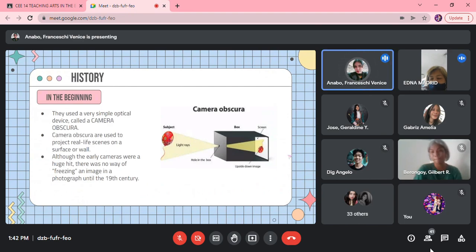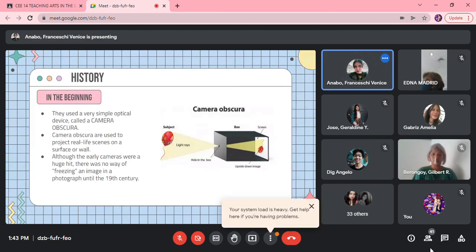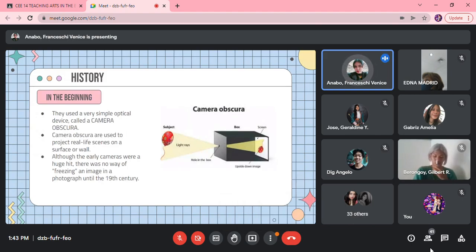So in the beginning, way back to the ancient Greek and Chinese, they used a very simple optical device called a camera obscura. Camera obscura are used to project real-life scenes on a surface or wall. Although the early cameras were a huge hit, there was no way of freezing an image in a photograph until the 19th century. So this is what the camera obscura looks like. As you can see in the picture, sa generation po natin today, if itutulad natin ito, it looks like a projector. There's a box, then yung subject nasa labas, then they use sunlight to project the subject. And kung mapapansin nyo po, baliktad yung image na nasa loob. So despite its very basic design, the camera obscura has been used for thousands of years.